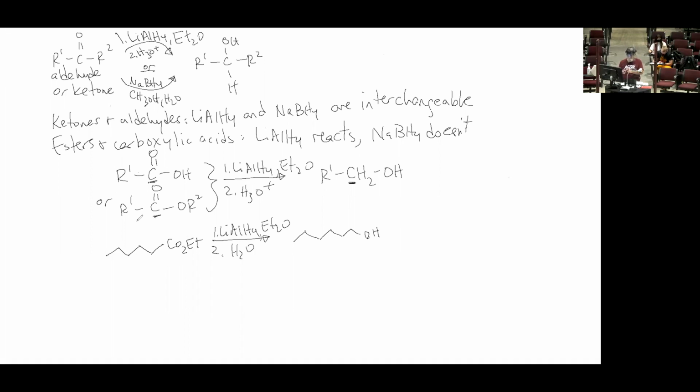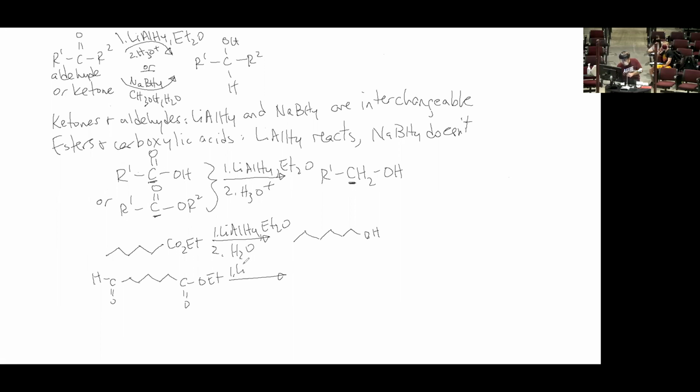OH. So it should have the same number of carbons as the starting material. 1, 2, 3, 4, 5, 6. 1, 2, 3, 4, 5, 6. Yep, we're good. And of course, you'll get ethanol as well. That will wind up in the waste jug. So that's just an example of this type of reaction. And if instead of this ester, you just had hexanoic acid, the corresponding carboxylic acid, well, then you would get the same compound out at the end. But sodium borohydride will not touch esters or carboxylic acids.